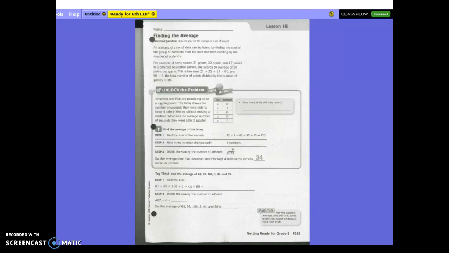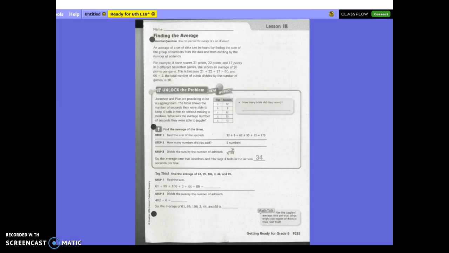Here we go. We're going to look at Getting Ready for 6th Grade, lesson 18, finding the average or the mean. You will see it as the mean. It will not ask you to find the average on things. You may see it both ways, but most often now if you're talking about data, you're going to see the word mean, not average. How can you find the mean or average of a set of values?